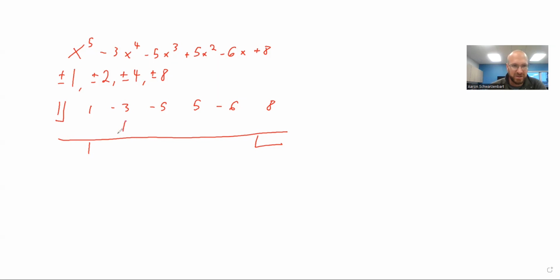1 times 1 is 1. Negative 3 plus 1 is negative 2. 1 times negative 2 is negative 2. Negative 7. Negative 7. Negative 2. Negative 2. Negative 8. Negative 8. 0. We found one that works. So I know 1 works. I should try 1 again on my result, because it might work a second time.